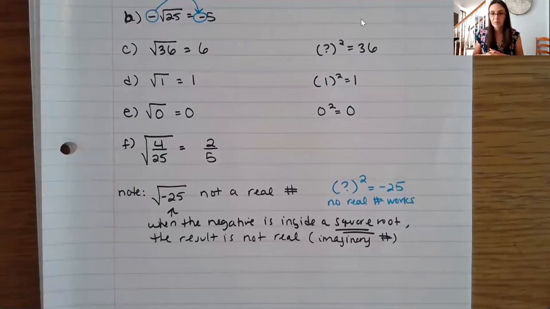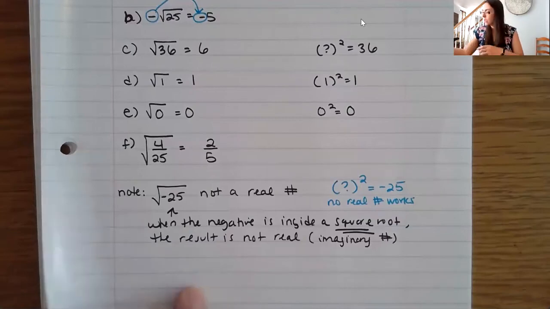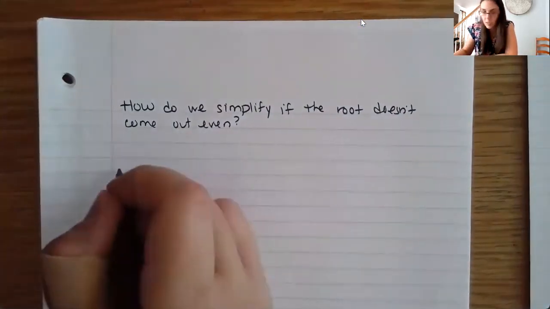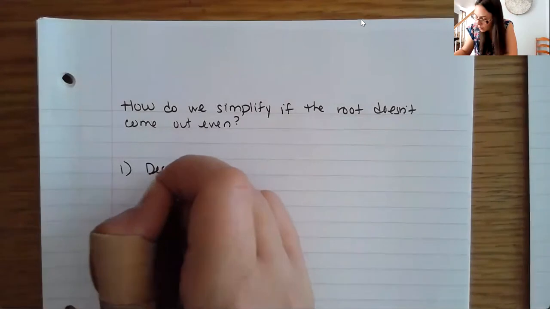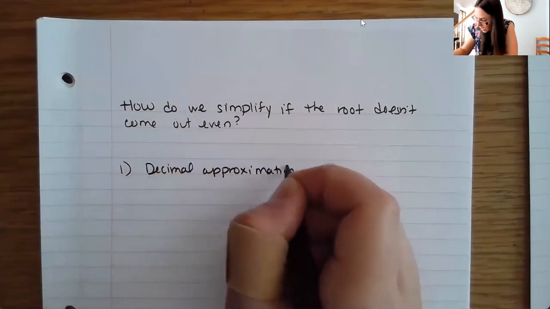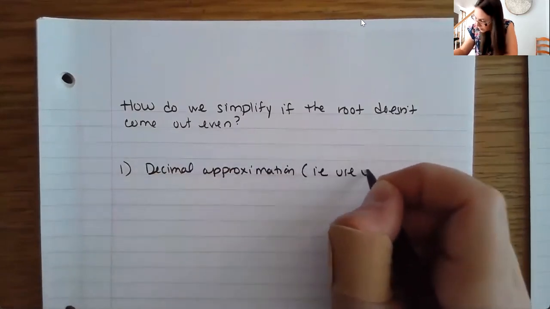So here is how we can simplify these roots. I do want to ask the question, how do we simplify if the root doesn't come out even? There are sort of two ways that you can do this. One is you can use a decimal approximation, i.e. use your calculator.